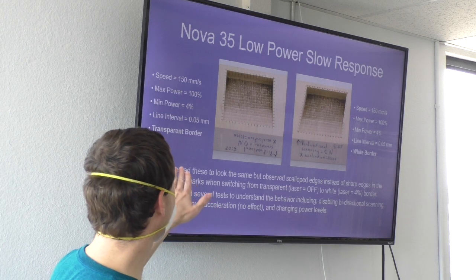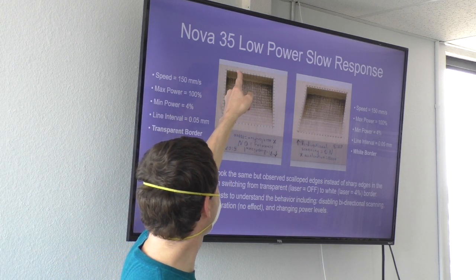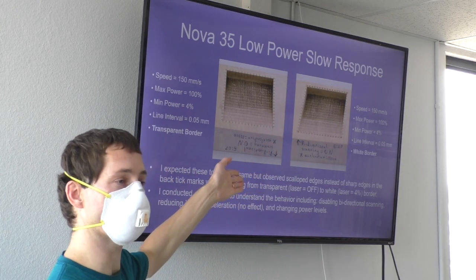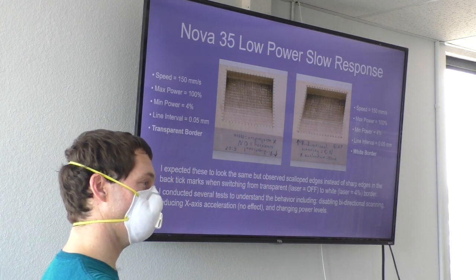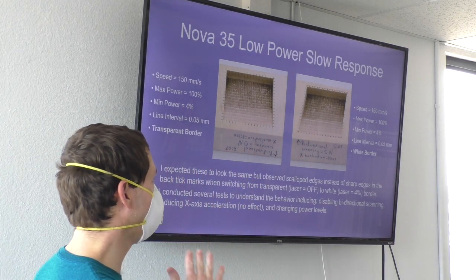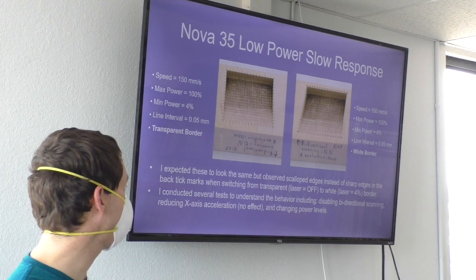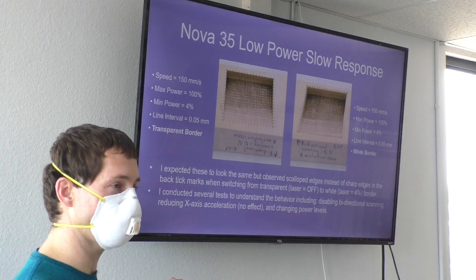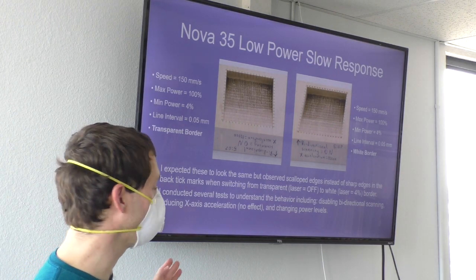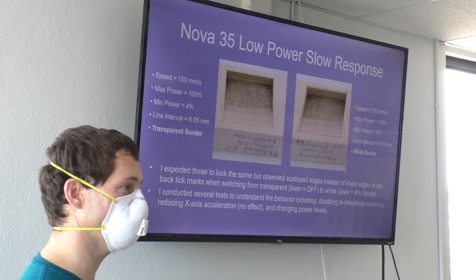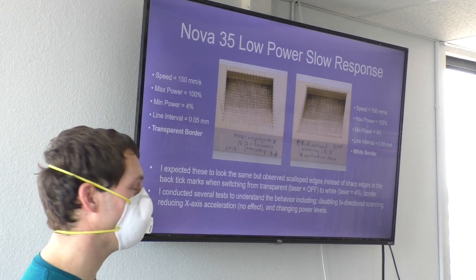And the only difference between these was that in here, this is transparent, so the laser's off, and over there, it's white, where it's 4%. So you would expect it to just be barely burned, if at all. But it's got this weird undulation. And I tried all sorts of things to figure out what was going wrong, including disabling the bidirectional scanning, reducing the acceleration on the machine itself, and changing power levels.